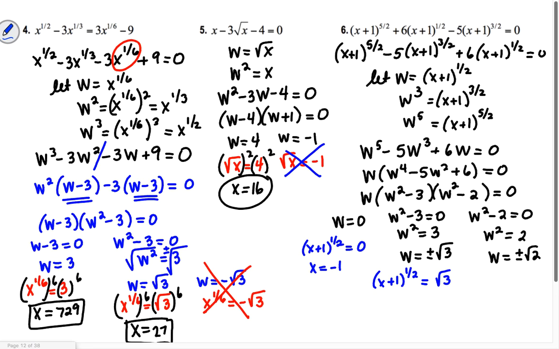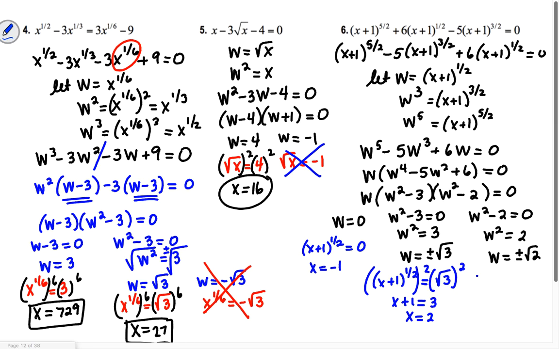All right, so this is x plus 1 to the 1/2 equals root 3. You could do plus or minus root 3, but minus, you have a square root equaling a negative, right? So that one's not going to work. How do I get rid of the 1/2? Square. So when I square both sides, I get x plus 1 equals not root 3, just 3. So what's x? 2. X equals 2.